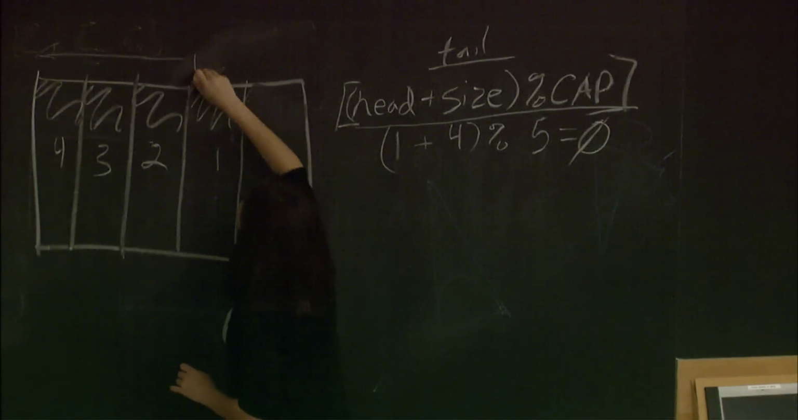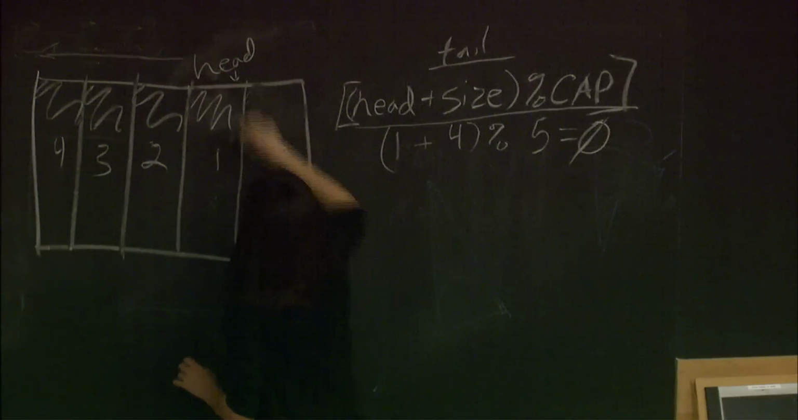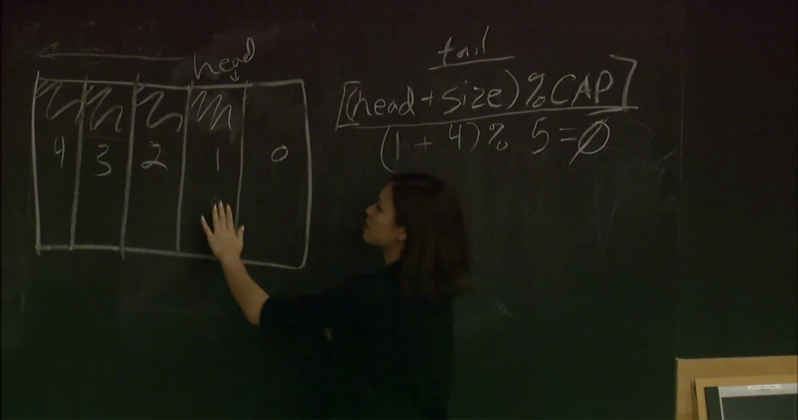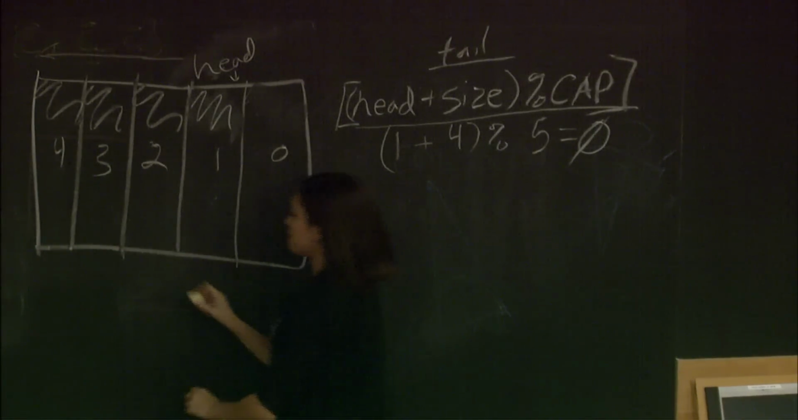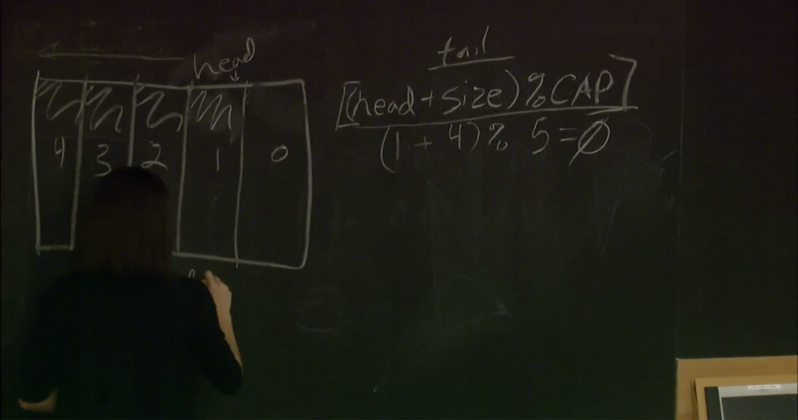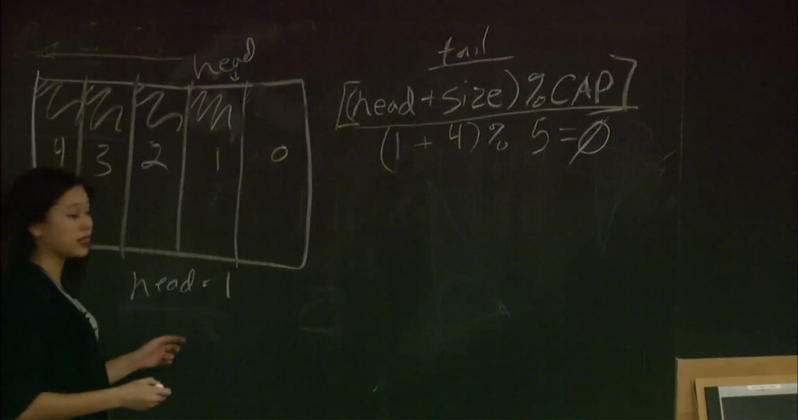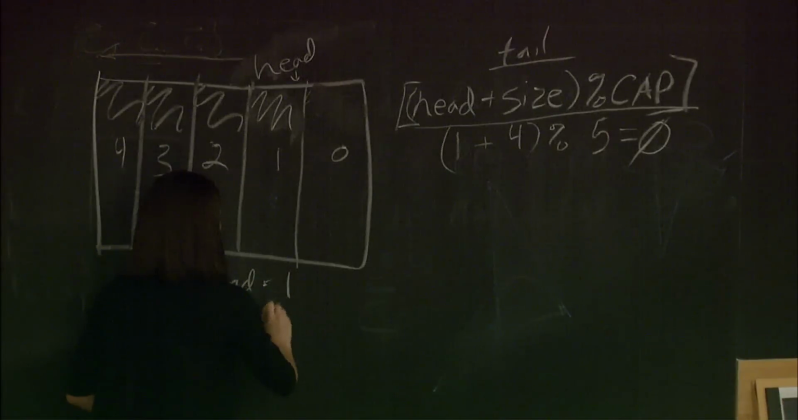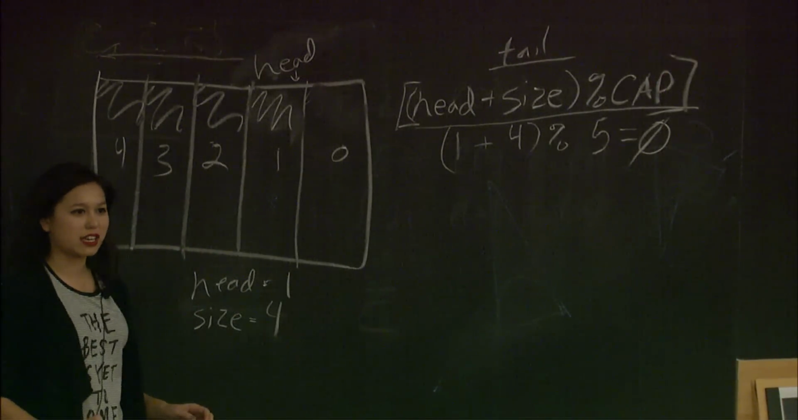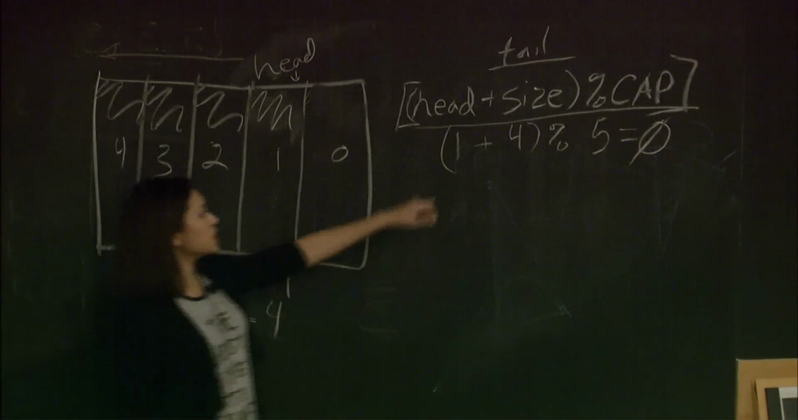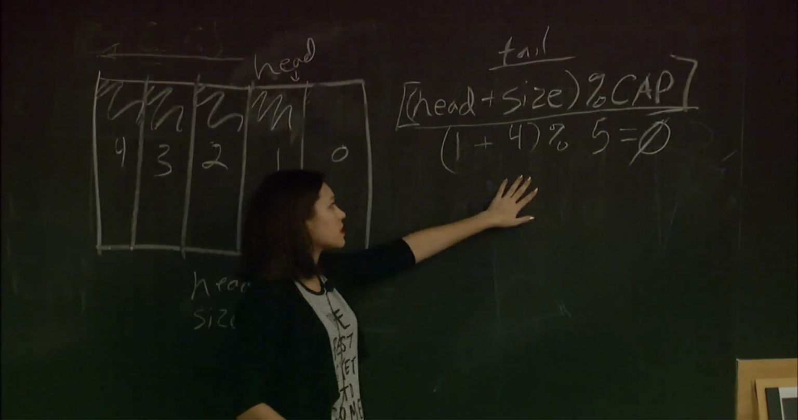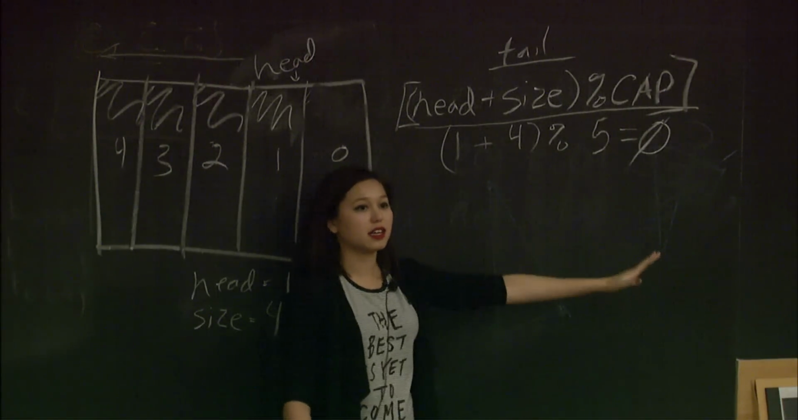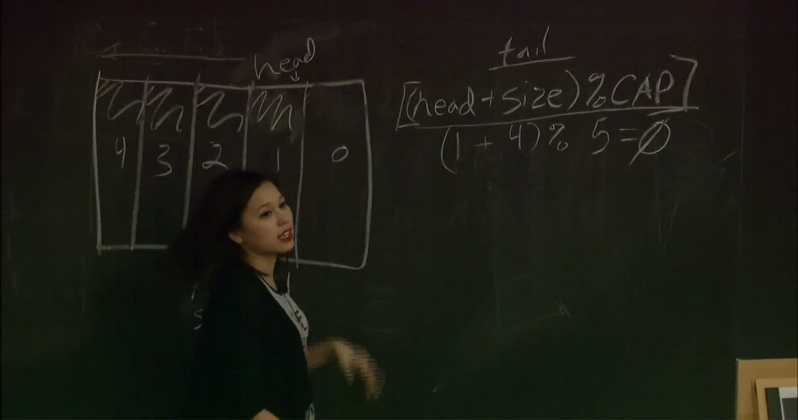So in this example here, this was the array we were looking at, okay? So we have things in 1, 2, 3, and 4. So we have our head equal to 1 at this point, and our size is equal to 4 at this point, right? Y'all agree that's the case? So we do the head plus the size, which gives us 5, and when we mod by 5, we get 0, which tells us that 0 is our tail, where we have space.